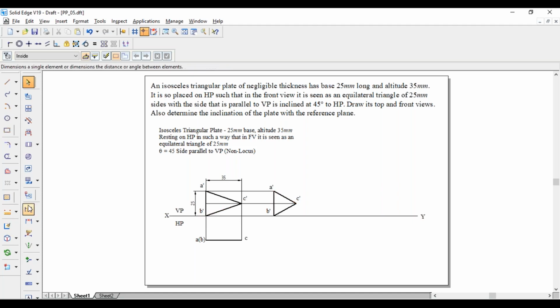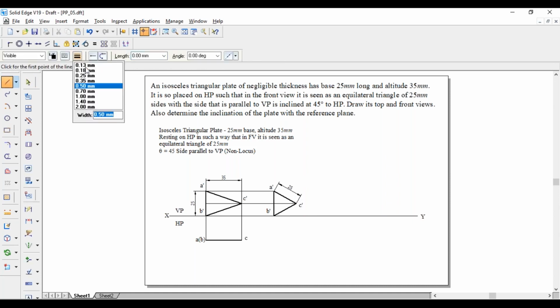Next, this A dash C dash or A dash B dash, that is also 25 mm, because it is an equilateral triangle and it has to be. Now project the lines in downward direction to get the top view. From A dash B dash, project in downward direction, whereas from C dash also project in downward direction.